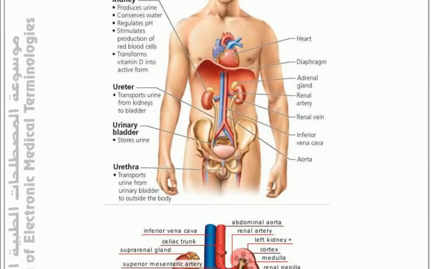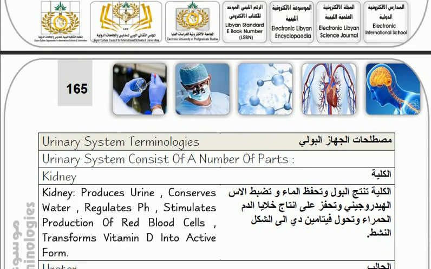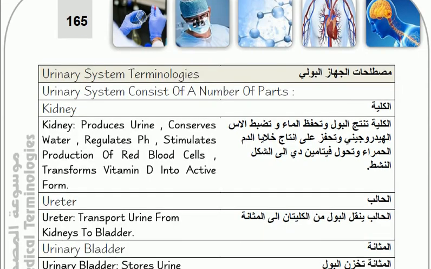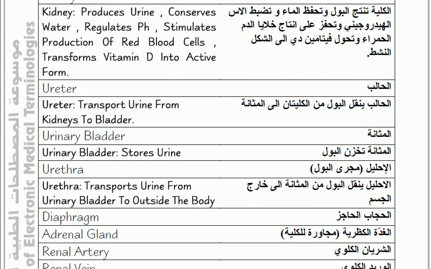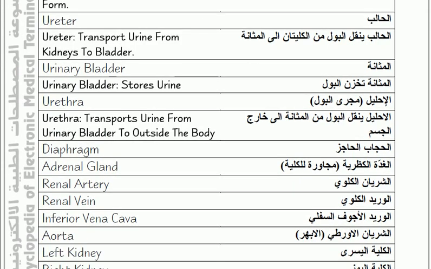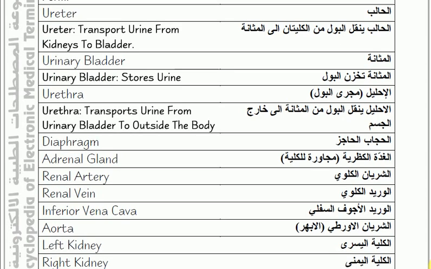Urinary system terminologies. The urinary system consists of a number of parts. Kidney. The kidney produces urine, conserves water, regulates pH, stimulates production of red blood cells, transforms vitamin D into active form. Ureter. The ureters transport urine from kidneys to bladder. Urinary bladder. The urinary bladder stores urine. Urethra. The urethra transports urine from urinary bladder to outside the body.